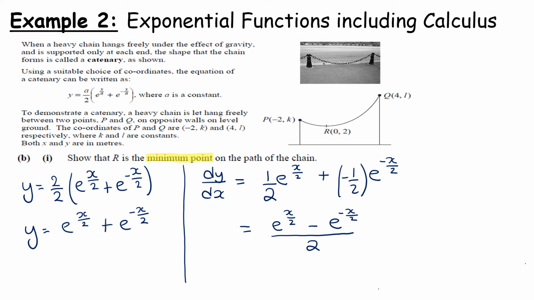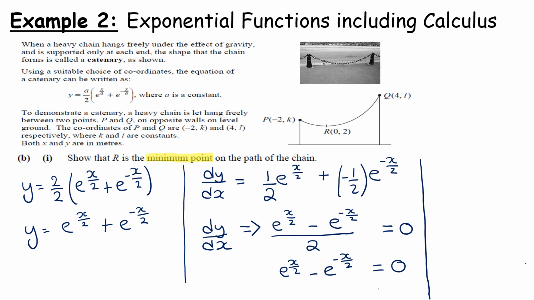And we can tidy that up even more if we wanted to, but remember what we're trying to do. Here we're trying to show that (0, 2) is the minimum point. So to get my minimum, I take my dy/dx and I let that equal 0. So what I end up with, multiplying both sides by 2, is e to the power of x over 2 minus e to the power of minus x over 2 equals 0. Now, these can be quite tricky to work with. So the first thing I'm going to do is get rid of that negative power. So I get e to the power of x over 2 minus 1 over e to the power of x over 2 equals 0.